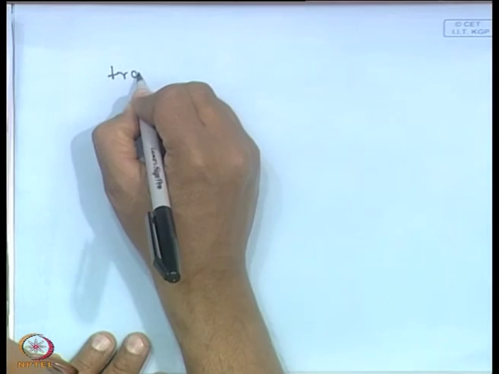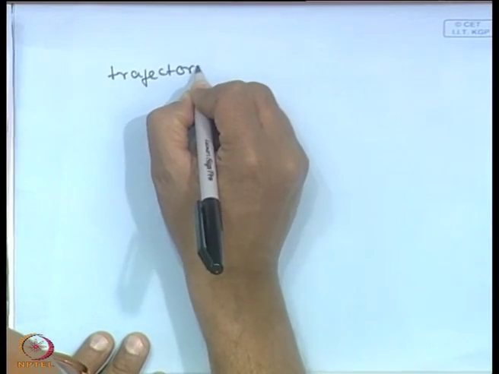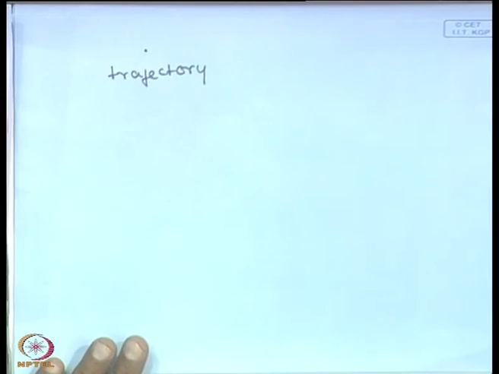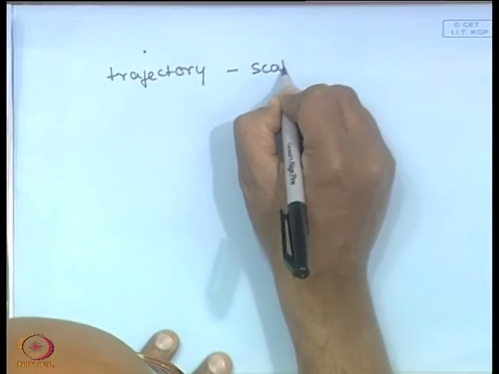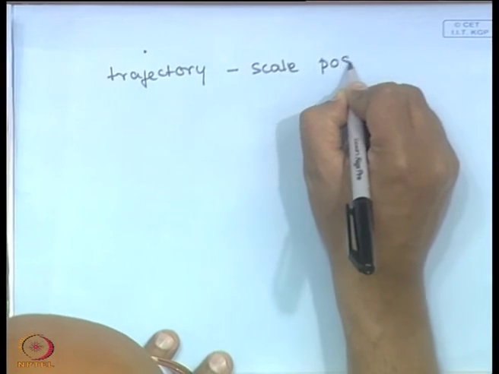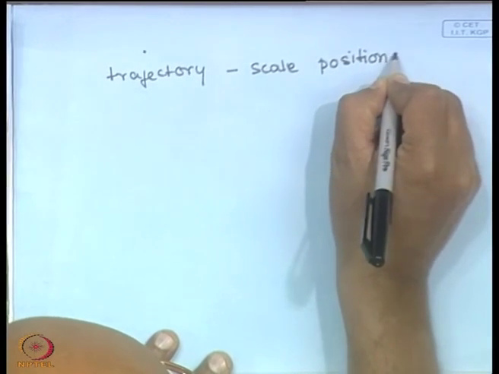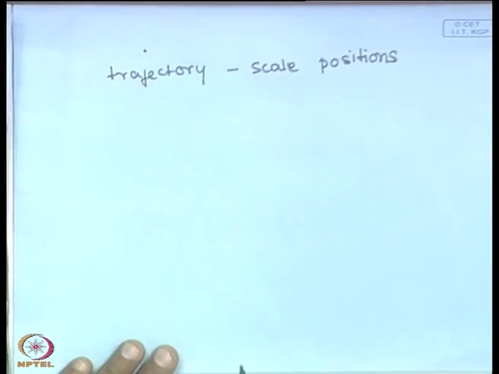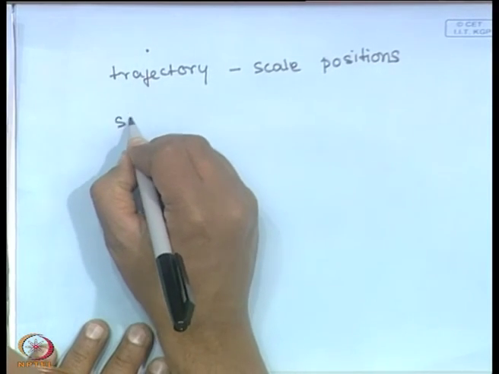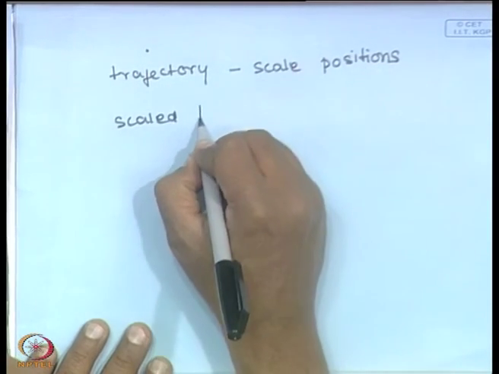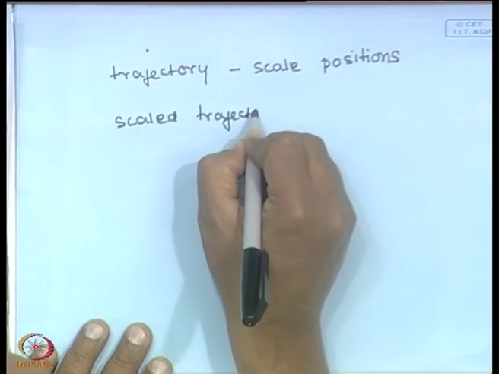So, now let us consider a system. For that system I have some trajectory, and I scale my positions. If I scale my positions by alpha, I will get the same trajectory which is scaled, right. I am working in Cartesian, let us say. So, I will get a scaled trajectory which is going to be a different trajectory.